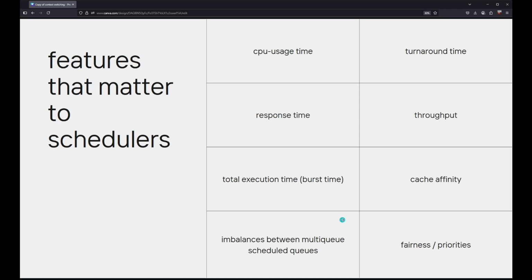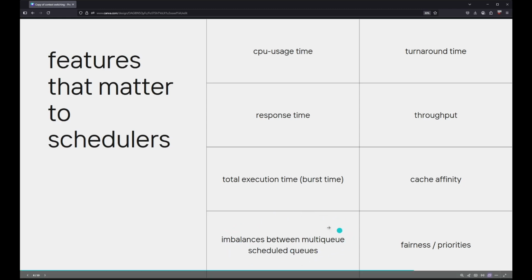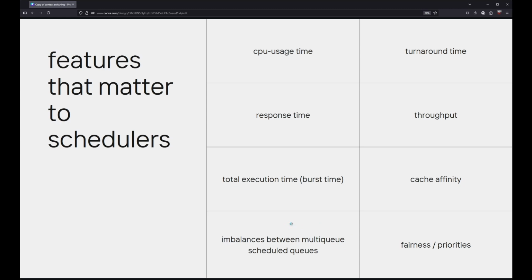Also, imbalances between multi-queue scheduled queues are another thing caused by schedulers. Essentially, with multi-queue scheduling, as I was saying before, you can have imbalances between the different queues in terms of the number of tasks. Let's say you have 8 cores and one of them has 50 tasks, but another only has one. It wouldn't make sense to be in that scenario. You wouldn't want a scheduler that causes an imbalance between your queues.